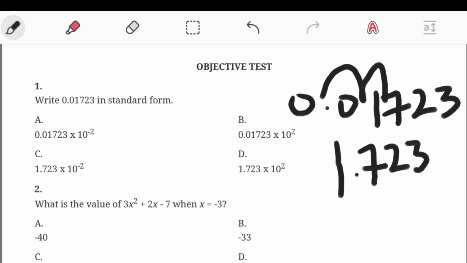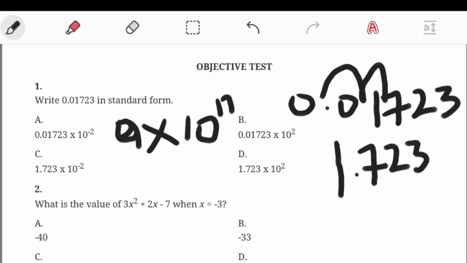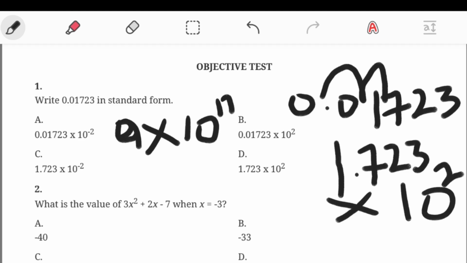1.723, but standard form is of the form a times 10 to the power n, where a ranges from 1 to 9 and n is an integer. So you write 1.723 times 10 raised to the power 2, because we have moved the decimal point 2 times. From here we have moved the decimal point 2 times, so it's times 10 raised to the power 2.